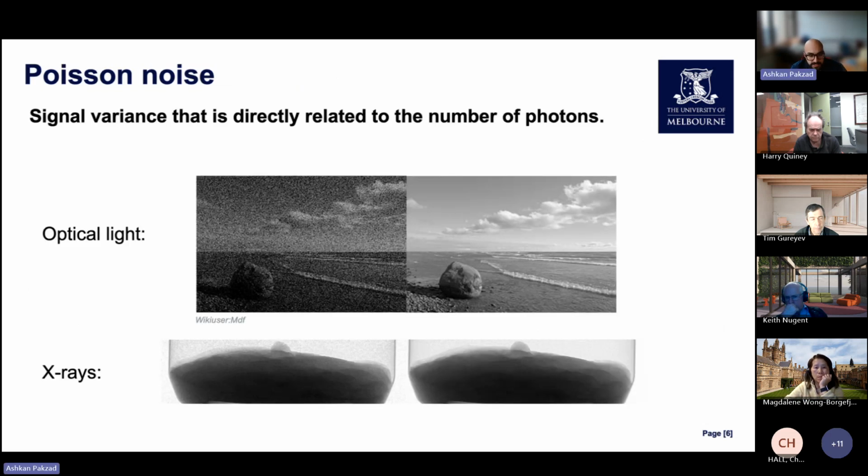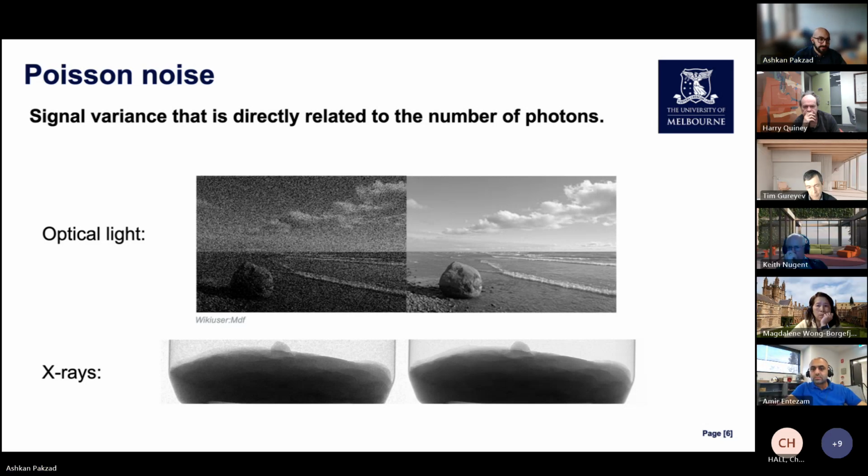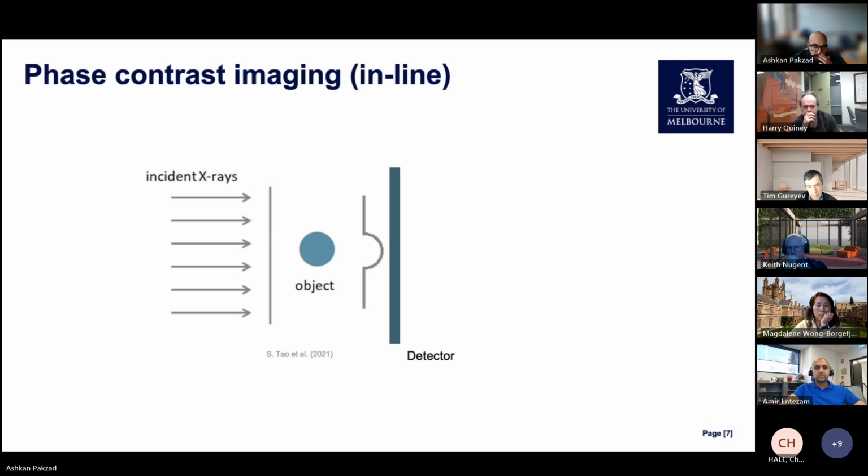Now, the main source of noise in these images is due to Poissonian noise. So the signal variance is directly related to the number of photons, as is in photography. If you ever try to take a picture in low light, and increasing the number of photons reduces the noise. And then the technology that we're imaging here is known as phase contrast inline.